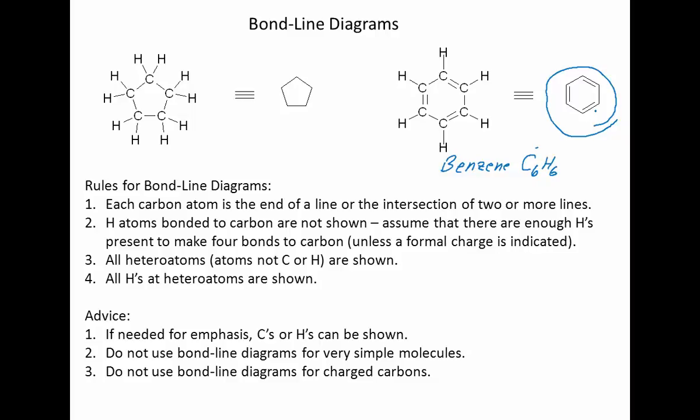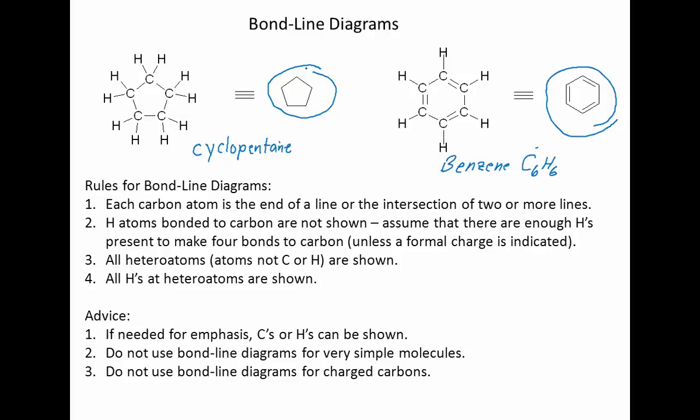Okay, it doesn't have to just be this beautiful hexagonal structure here. We can abbreviate any molecule that has carbon chains in it using this bond-line diagram notation. So this is cyclopentane. It contains 5 carbons in a ring, and its official bond-line diagram is merely just a pentagon.